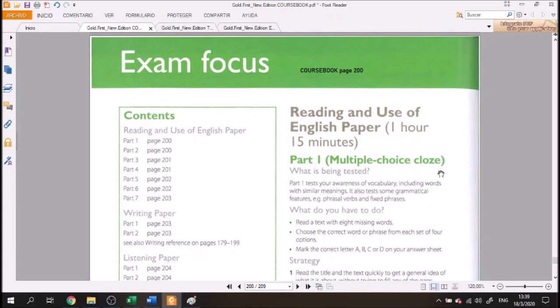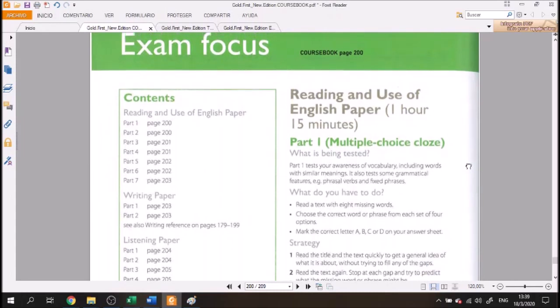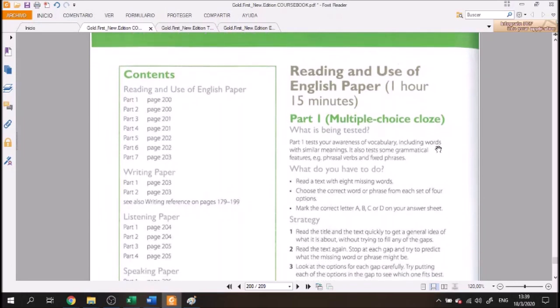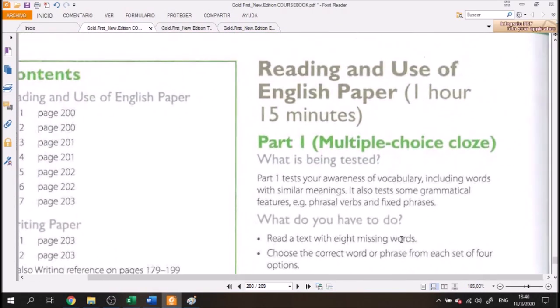Now I want to show you this part of the book. I am on course book page 200, and it is very interesting because you will find all the details about each paper in the exam. Today we have been dealing with listening and also reading and use of English. The activity that we have just finished, the choices activity, is called multiple choice cloze. And it's important that we have very clear what we are being tested in that part of the exam.